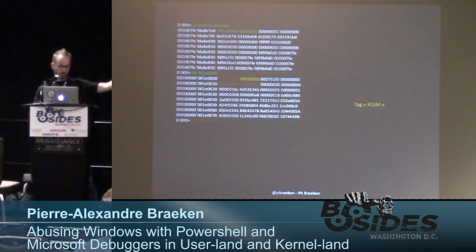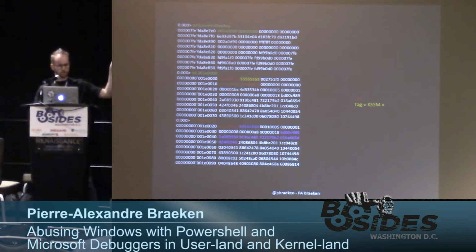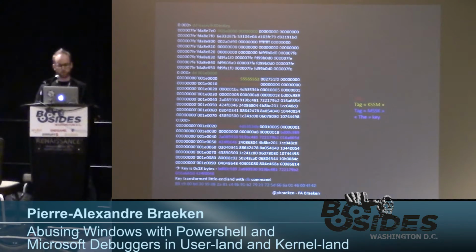Next information, you type this address, and you will get in red the size, and in purple another tag, which is MSSK, and the key. And if you type db, it will do the little endian transformation for you. So it's interesting. In blue, you have the key represented in bytes for you.